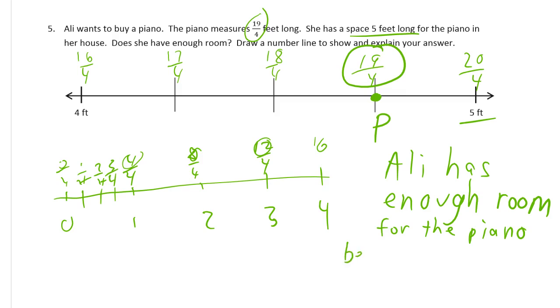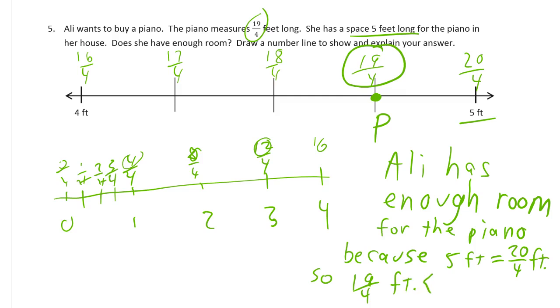because 5 feet equals 20 fourths feet. So 19 fourths feet is less than 5 feet.